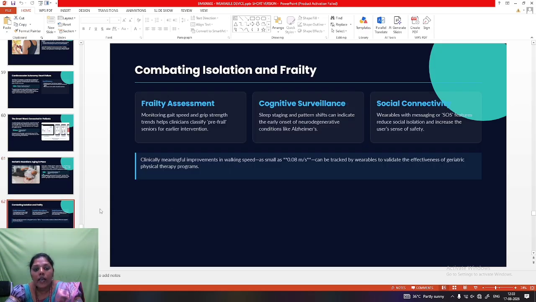Next topic is combating isolation and practicality. Practicality assessment, quantitative surveillance, social connectivity.